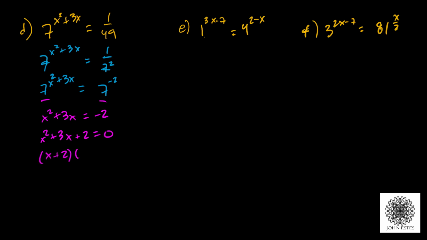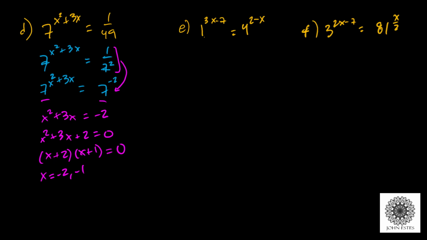And I think plus 2 and plus 1 will work, because if you FOIL this out, you'll end up with x squared plus 3x plus 2, and so I end up with x equals negative 2 and negative 1 as solutions. So I get two different solutions here. Now really the trick was recognizing that 1 over 7 squared is the same thing as 7 to the negative 2 power. So remember, anytime you want to bring something to the numerator, you have to make the exponent negative. You have to flip the exponent.